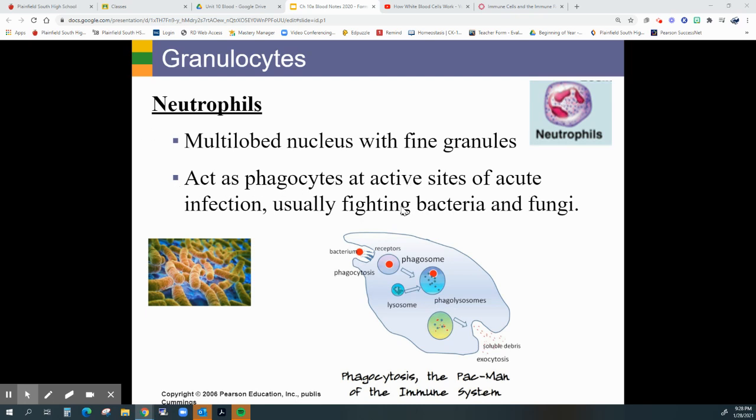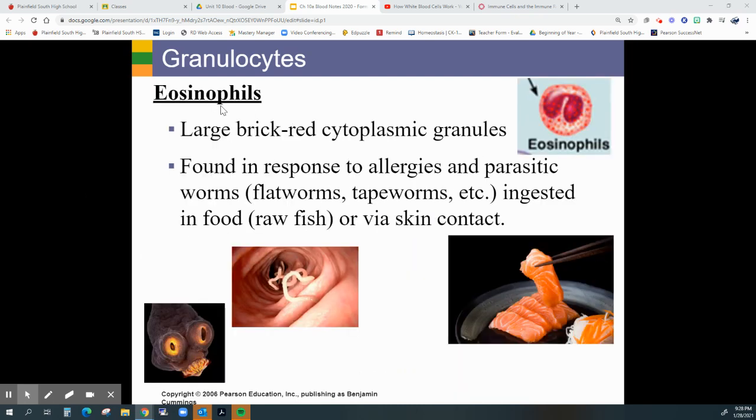But these, again, are responsible for fighting off both bacteria and funguses, okay? Acute infections. So if somebody's got something acute going on, we would tend to see more of these in their system. The other ones we have are eosinophils.